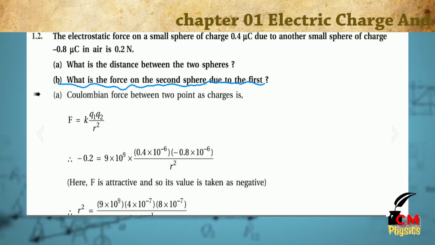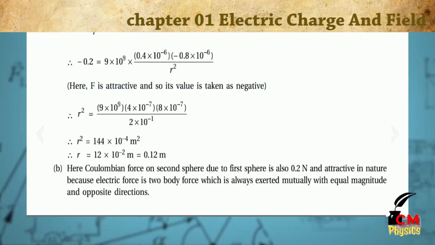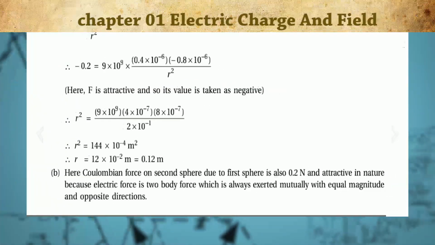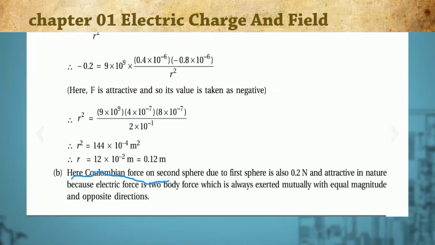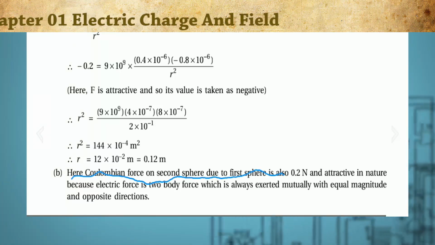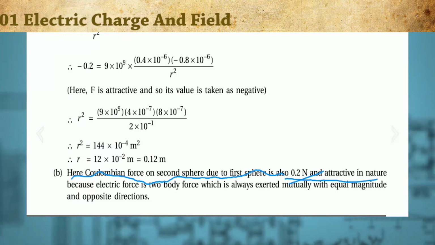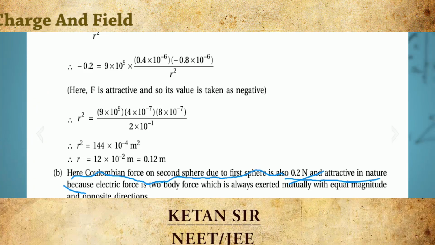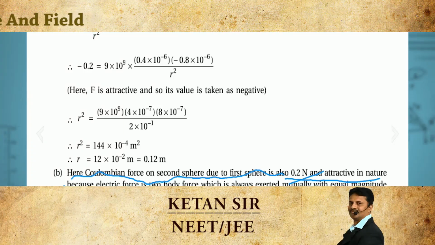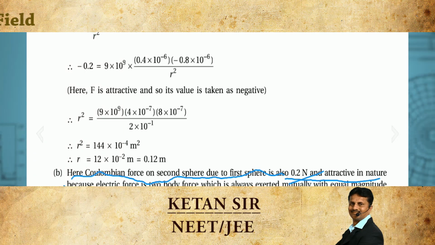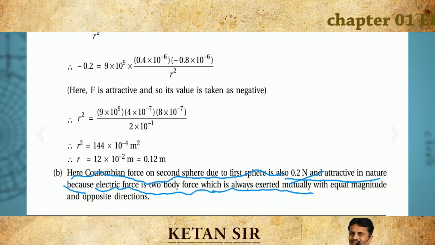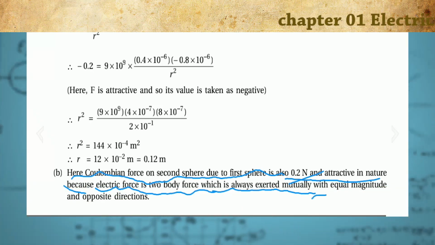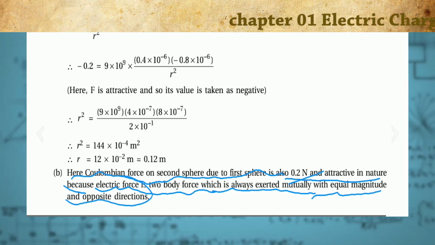You have got the point. Now read the conclusion. Here the Coulombian force on the second sphere due to the first sphere is also 0.2 Newton and attractive in nature, because positive and negative attract each other. Positive attracts negative as well as negative attracts positive. Both are equal in magnitude and opposite in direction. The effective force of the two bodies is always mutual, with equal magnitude and opposite direction.